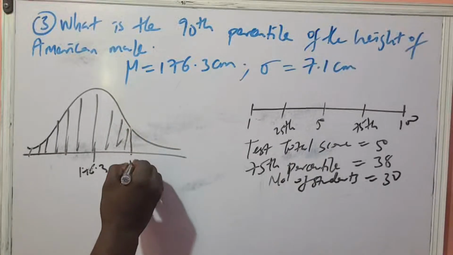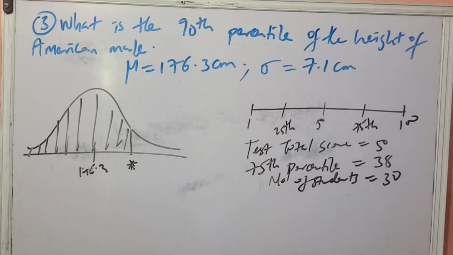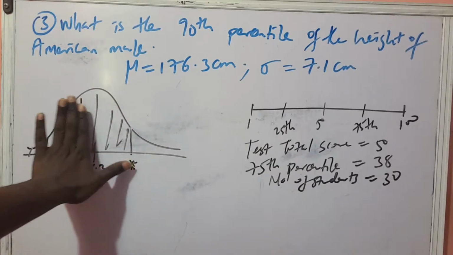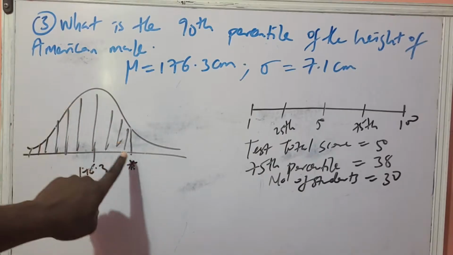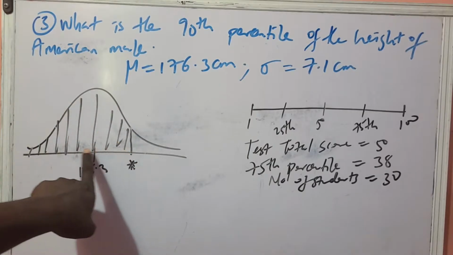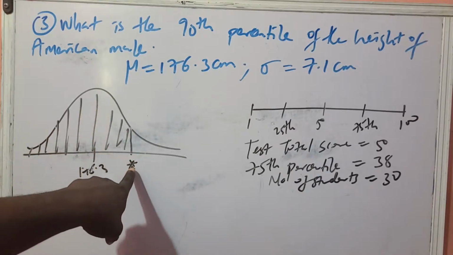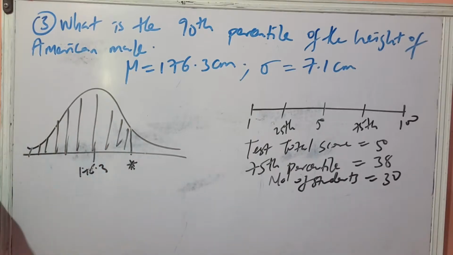I'm looking for this score right here. Because this score represents a score in which 90% of American males will either have this score or less than this score. You can see that's why we're shading this side: either this score or less than this score. You need to always include either it or less than.